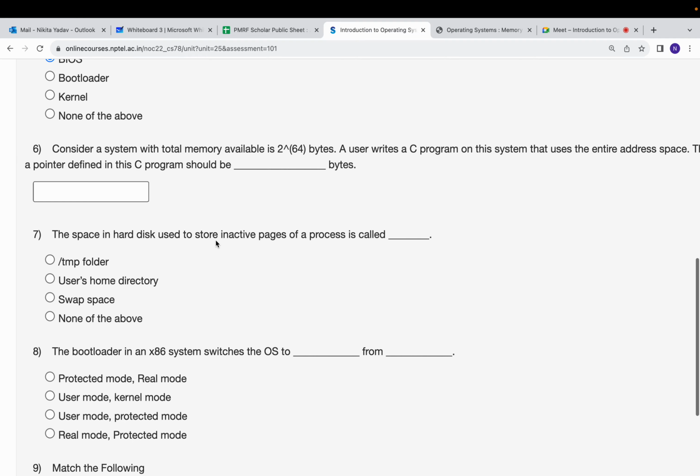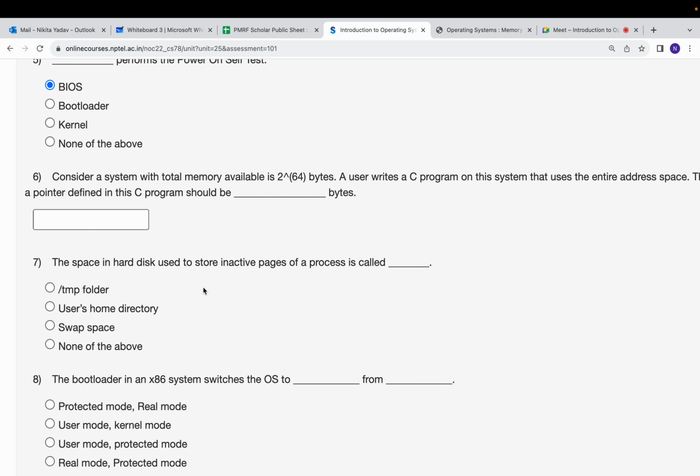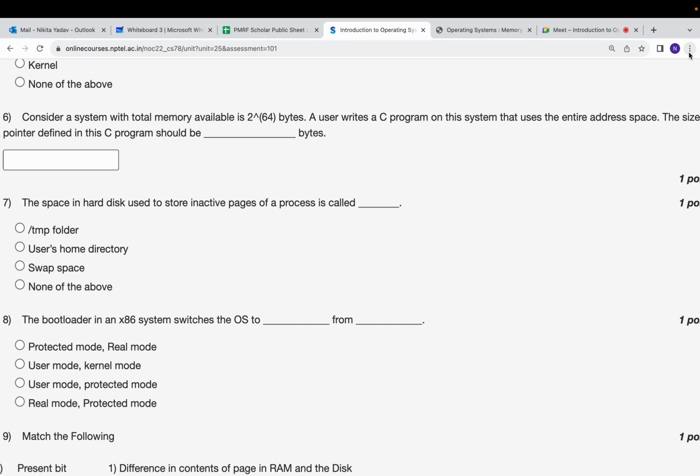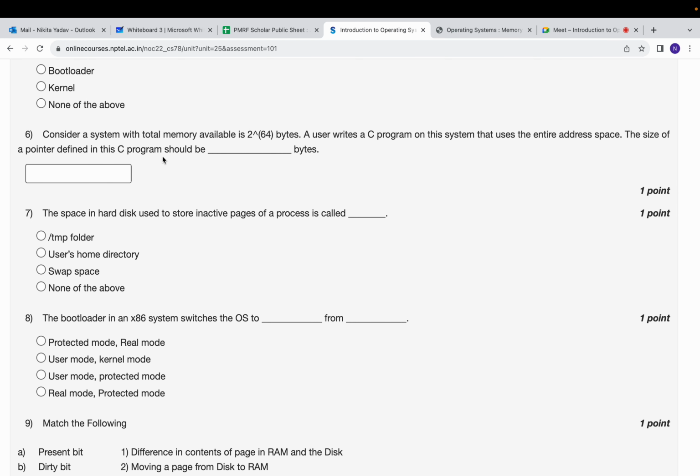Okay, next question 6. There is nothing to explain here actually, so I'm not explaining anything. Consider a system where total memory available is 2 to the power 64 bytes. A user writes a C program on the system that uses the entire address space. The size of a pointer defined in this C program should be dash bytes. So we did a similar question in the last quiz, so I think you can answer this question.